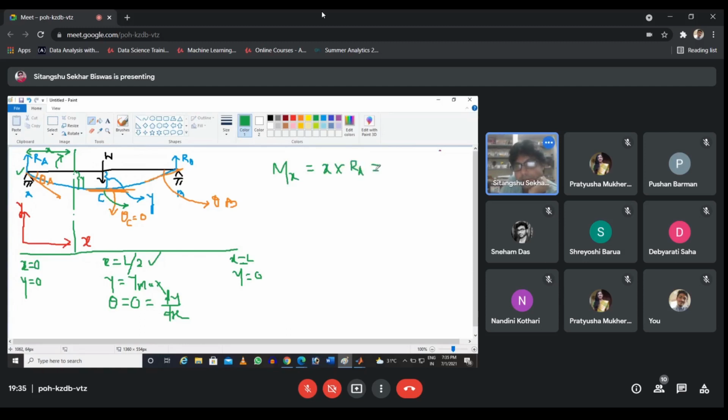So that is basically Ra is equal to W by 2. So it is like this.